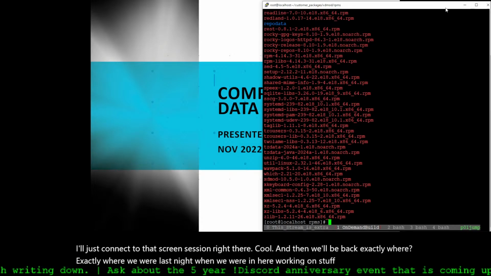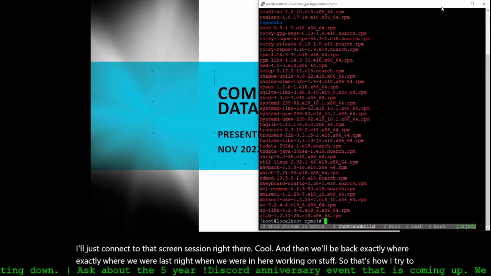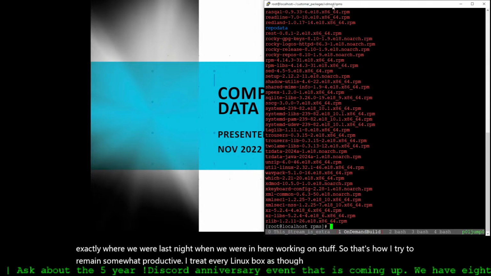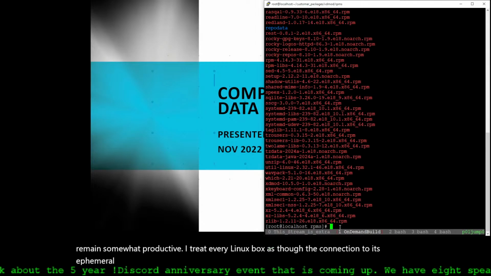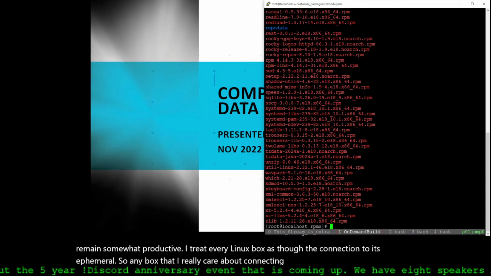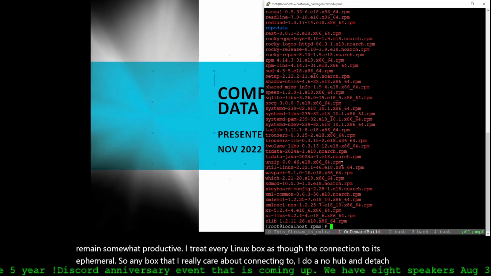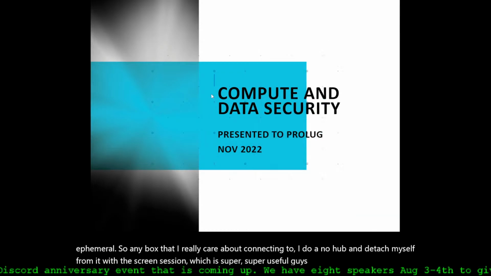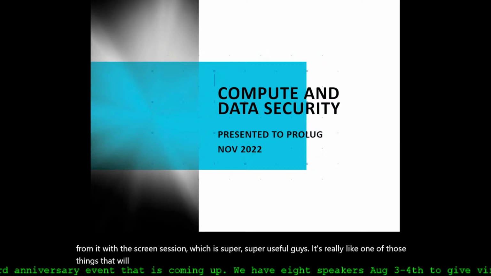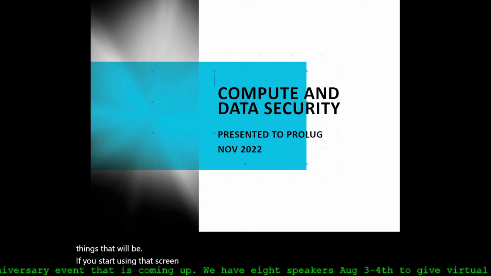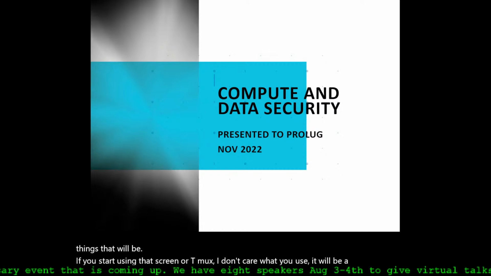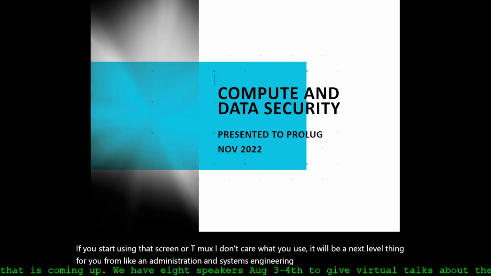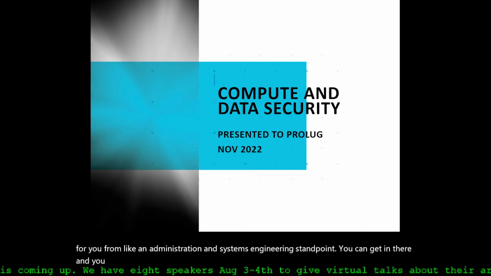So that's how I try to remain somewhat productive. I treat every Linux box as though the connection to it is ephemeral. So any box that I really care about connecting to, I do a nohup and detach myself from it with the screen session, which is super useful, guys. If you start using screen or tmux, I don't care what you use, it will be a next level thing for you from an administration and systems engineering standpoint. You can get in there and do whatever you're doing.